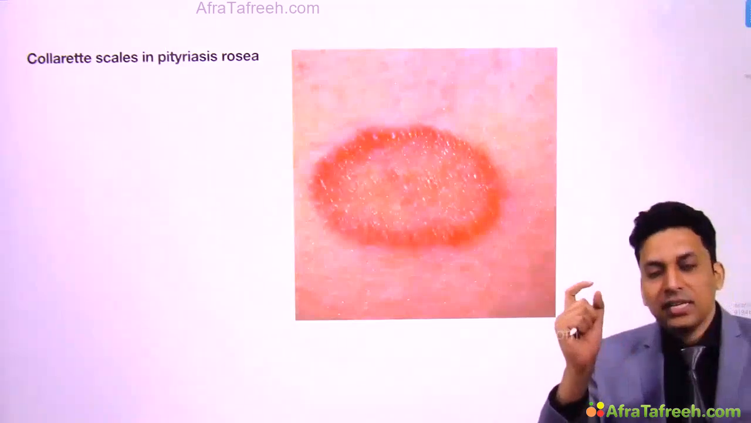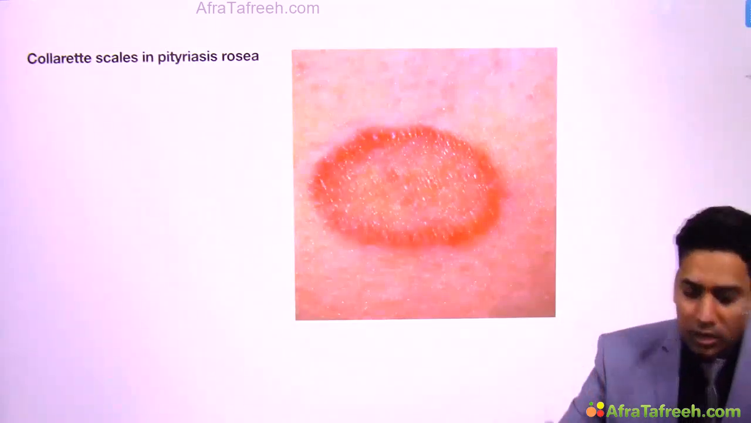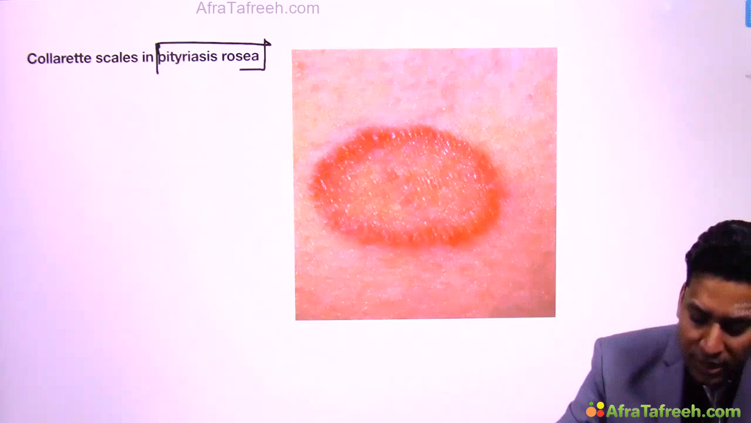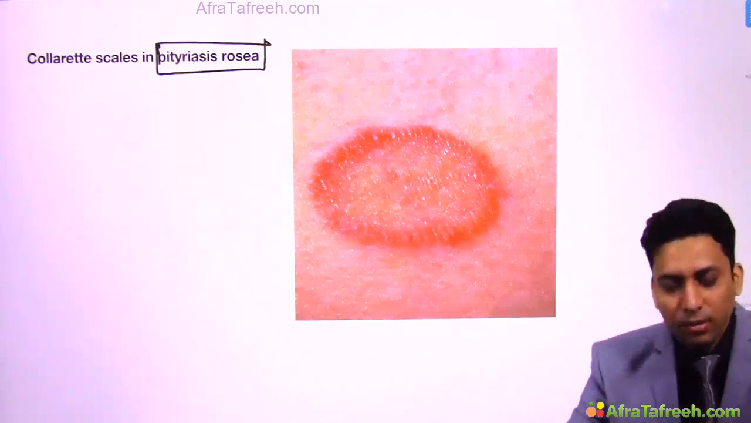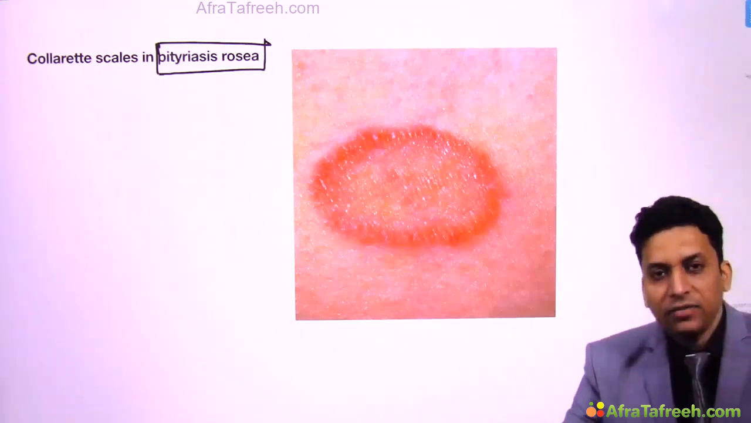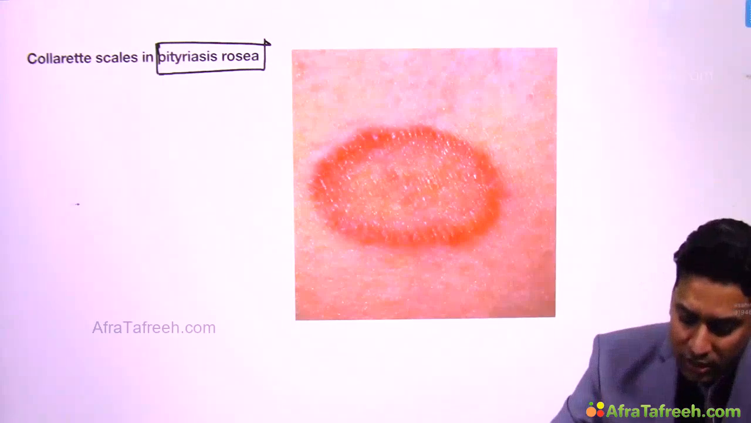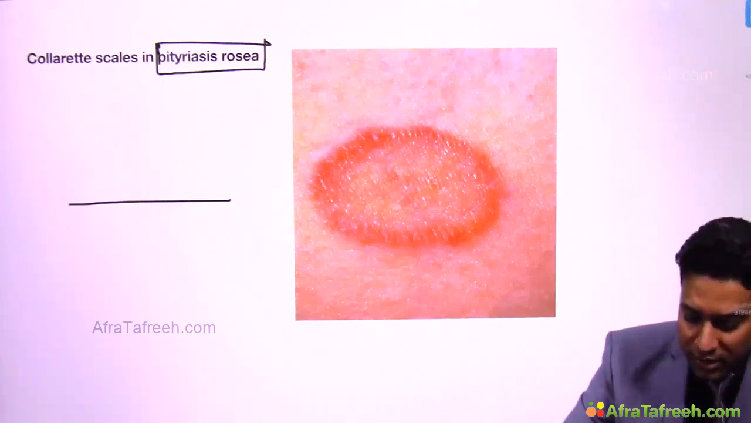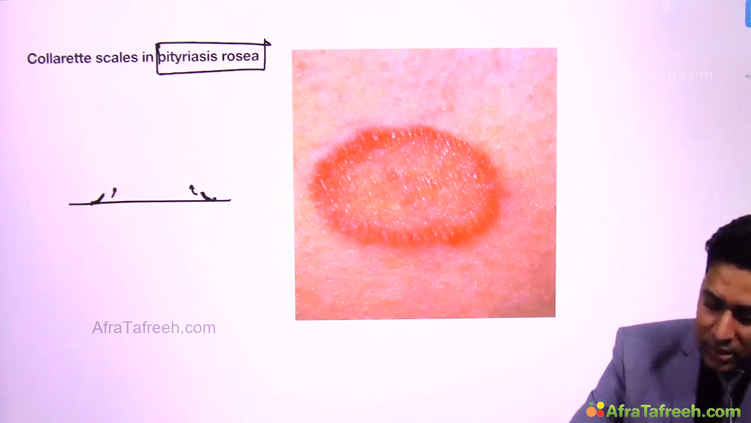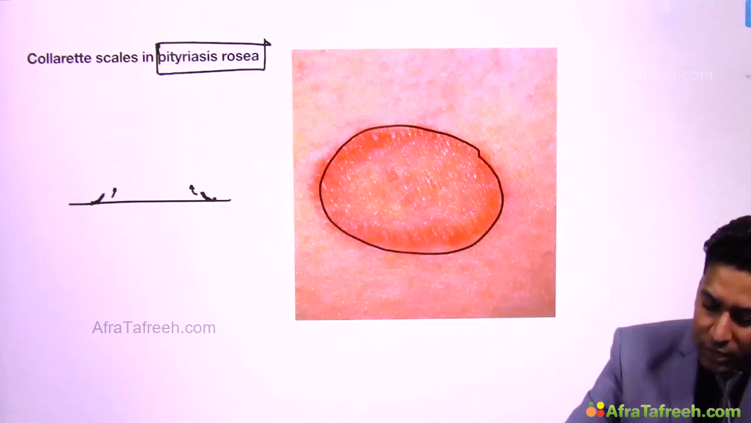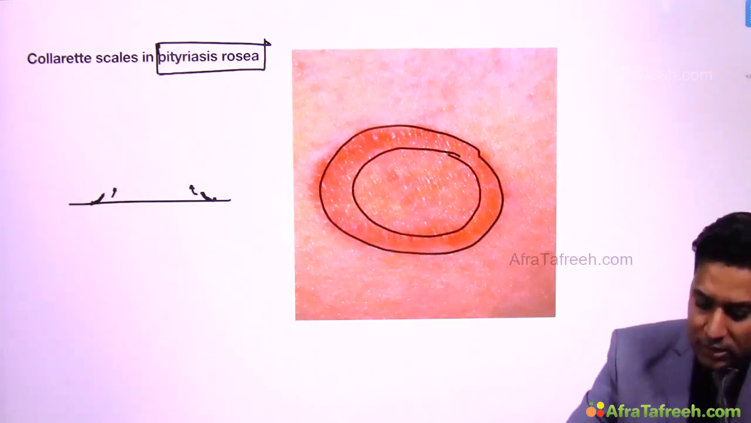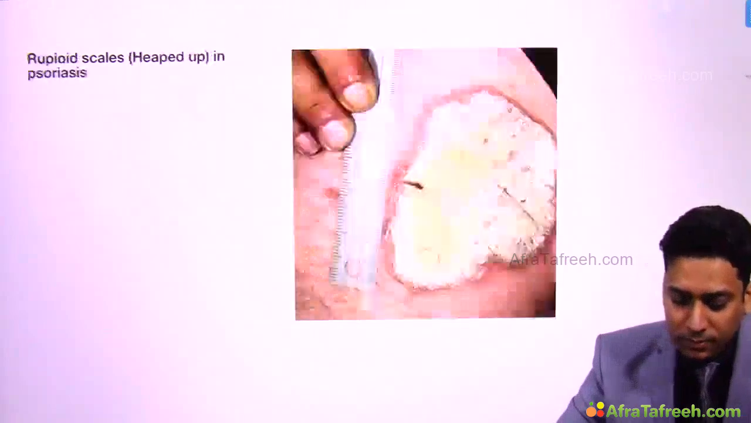Similarly, collarette scales are seen in pityriasis rosea. Later on we will be discussing these conditions, pityriasis rosea and ichthyosis. Here collarette scales are seen, collar-like scales at the periphery. When you see the scales in pityriasis rosea, you will find the scales are present at the periphery of the lesion, where the peripheries are attached and the inner edges are free. Such scales which are present only at the periphery are known as collarette scales.